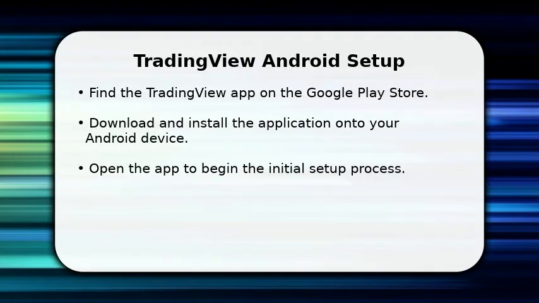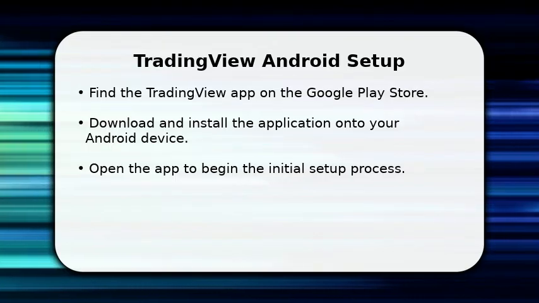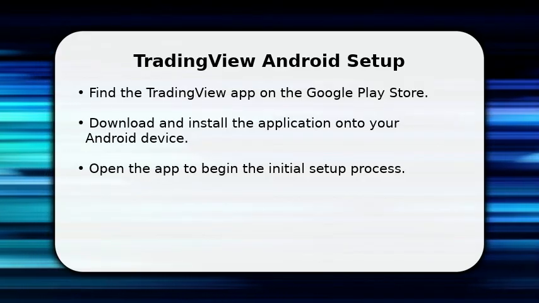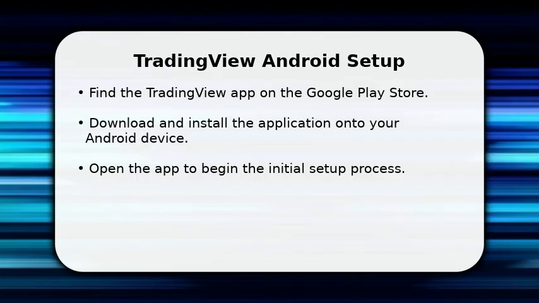In this video, I will show you how to set up TradingView on Android. First, navigate to the Google Play Store on your Android device. Search for TradingView and then tap the Install button to download the application. Once the download is complete, open the app to start your journey. This initial step is quick, usually taking less than 1 minute, getting you ready for market analysis.